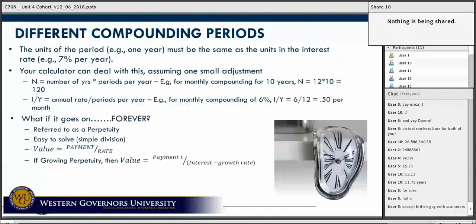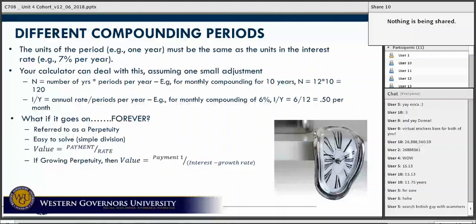So now let's look at the final thing. If we've got different compounding periods, then you put the units in the same as the interest rate. So your calculator can deal with this. Let's say it's monthly: we multiply the number of years by the periods per year. So for monthly compounding, we would multiply 12 months times 10 years, 120 periods.